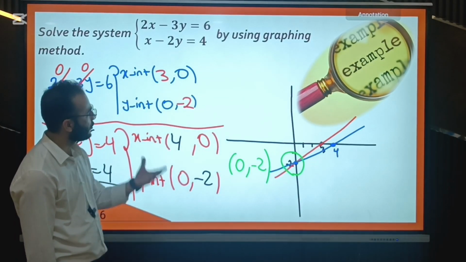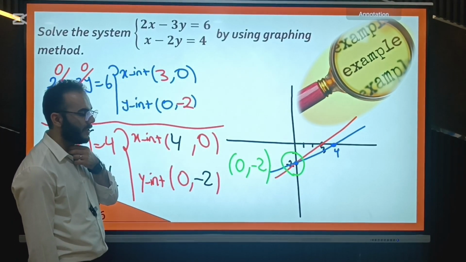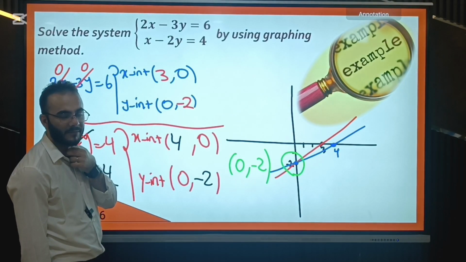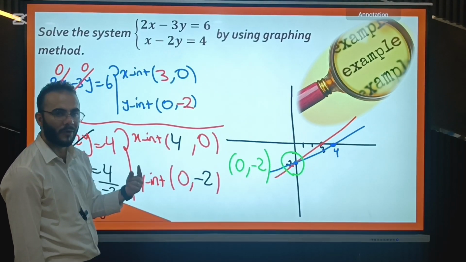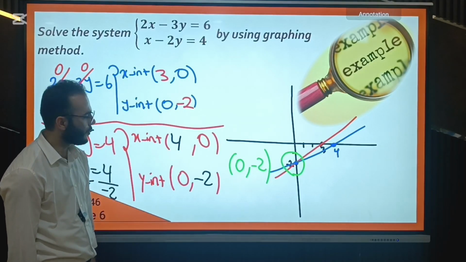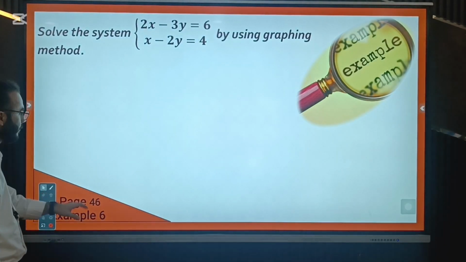While they will just ask you how many solutions does the system have? All right. In that case, since these two lines intersect each other at only one point, you will say only one solution. Perfect.